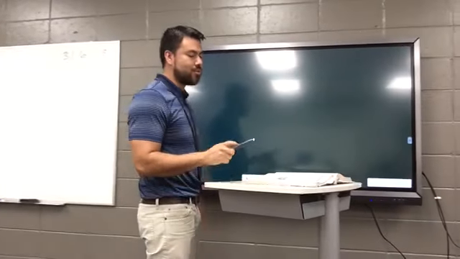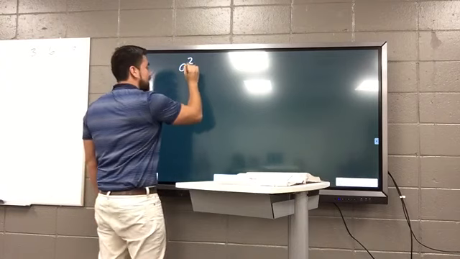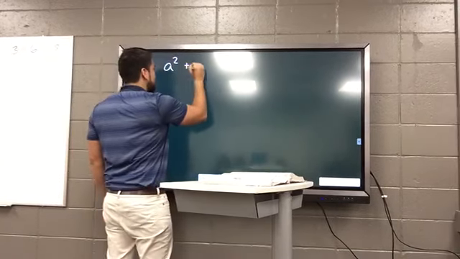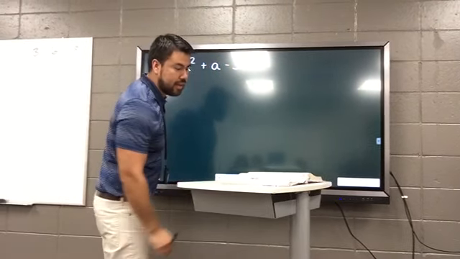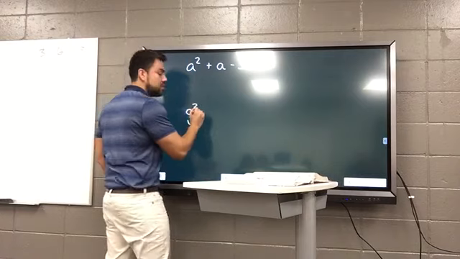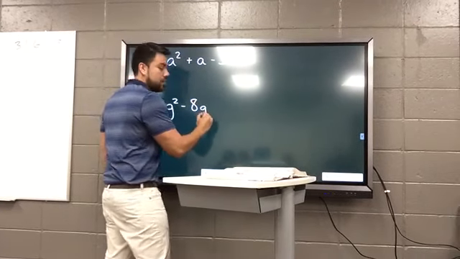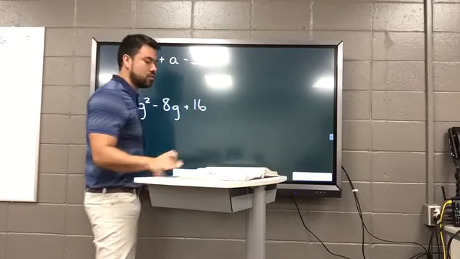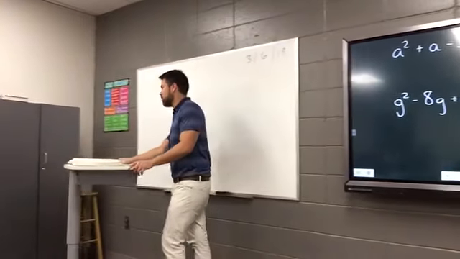So you can talk with your neighbor in your team, and here are the two problems. So we have a squared plus a minus 30. That's the first one. And then no numbers here. g squared minus 8g plus 16. All right, so go ahead and work on those together. Get me my two factorings here.